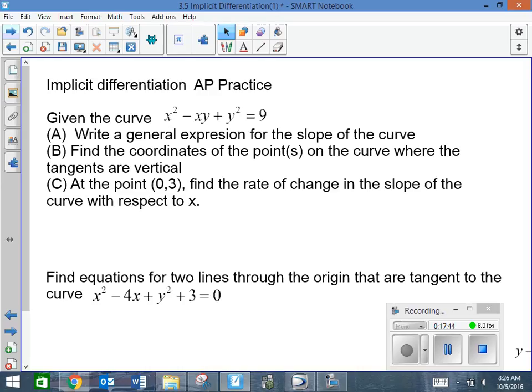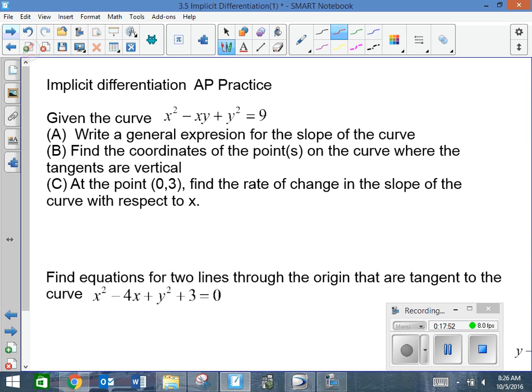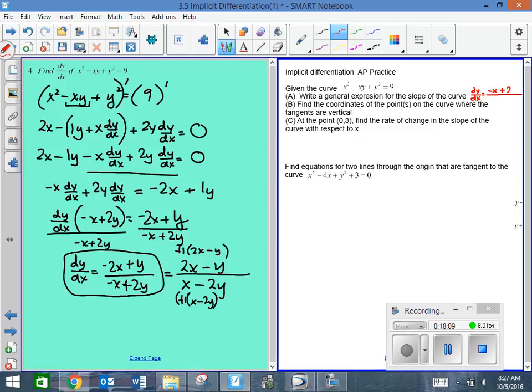We just did this problem, right? Part A, did we not just do x squared minus xy plus y squared equals 9? So A is done for you. dy/dx equals, what is it again? Negative 2x plus y over negative x plus 2y.